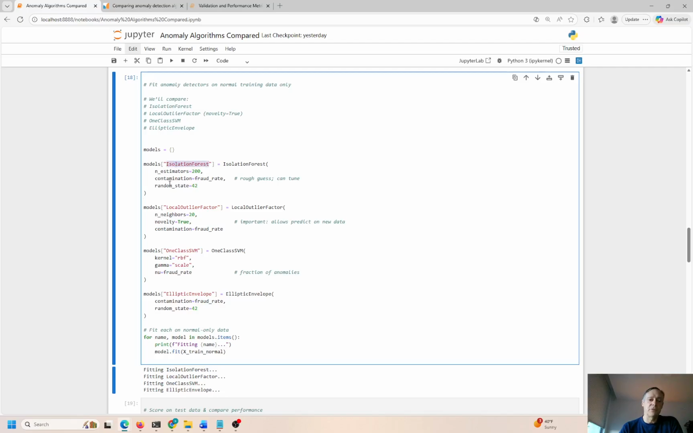So we have IsolationForest, number of estimators. I'm going to set that at 200, and the contamination fraud rate is just going to be a rough guess. I can't say what's fraud and what's not fraud. Again, this is unsupervised. The machine is going to tell me what to do. I can't tell it what to do, okay? So I'm just going to say, go ahead and try to figure out fraud as best you can, because I don't know what fraud is.